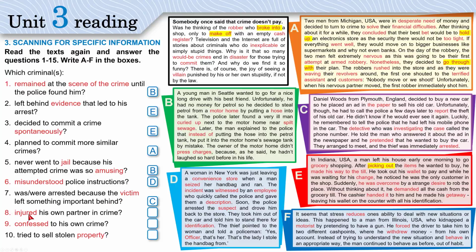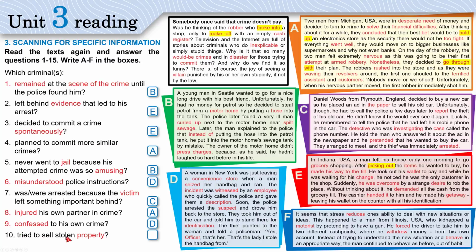Who injured, hurt his own partner? That's A. He shot his partner because he moved. Who confessed? When you confess, you tell the truth that you've done something bad. To his own crime? That's D. That's the lady I stole the handbag from. I stole the handbag. That's confession.